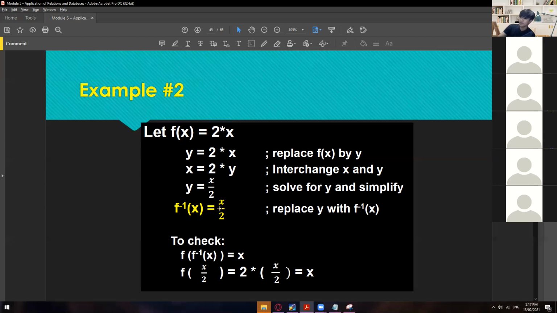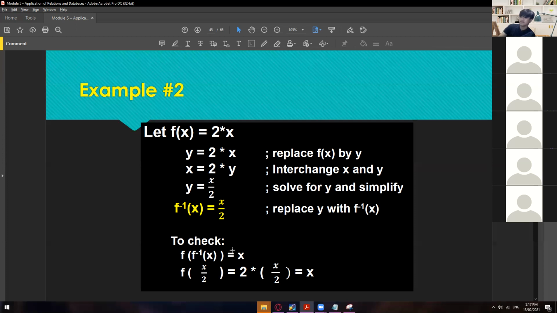Anyway, if you are very sure with your answer, like you're sure that you did the step-by-step process, then there's no need to check your answer. But if you're the kind of person who always wants to check if your answer is really correct or not, then you can do this. All right, so were you guys able to follow this example? Yes, sir.